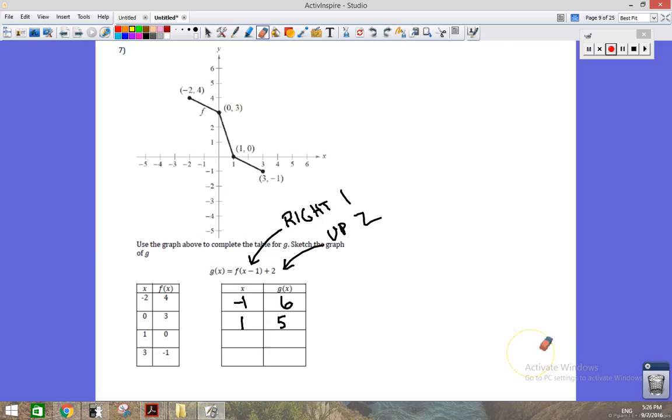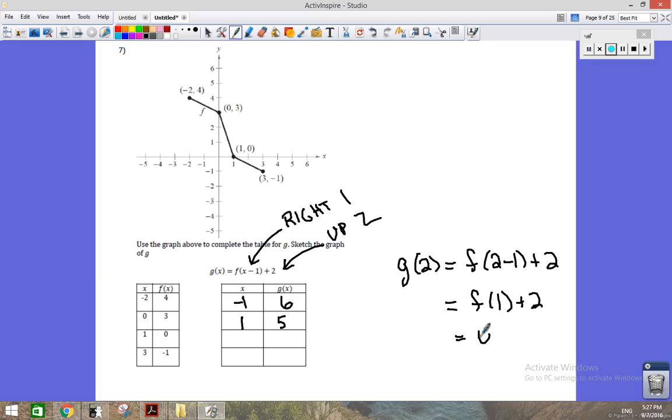Now let's evaluate g at 2. F evaluated at x minus 1 is f evaluated at 2 minus 1, because x is now 2, and then plus 2. 2 minus 1 is 1. From my original table, f evaluated at 1 is 0, and 0 plus 2 is 2. So g evaluated at 2 is 2.